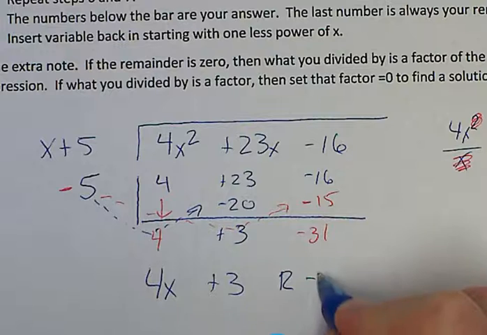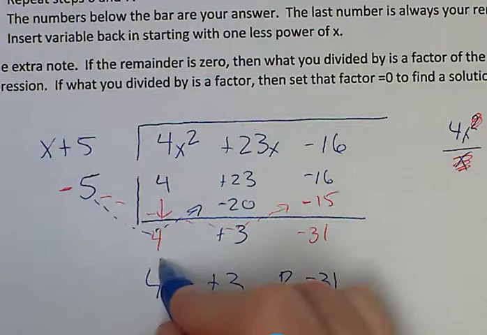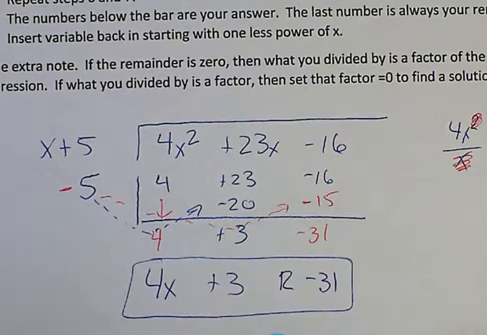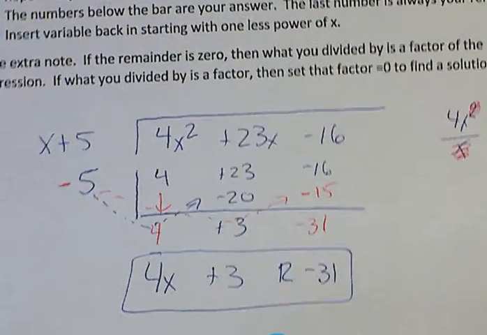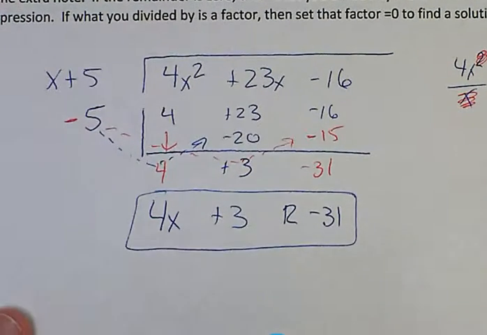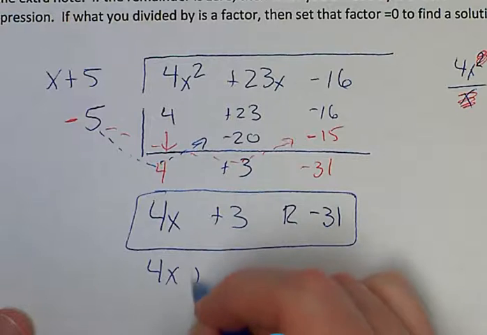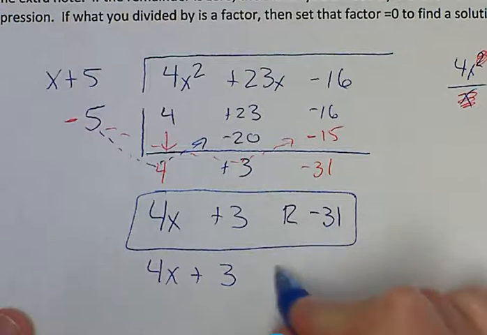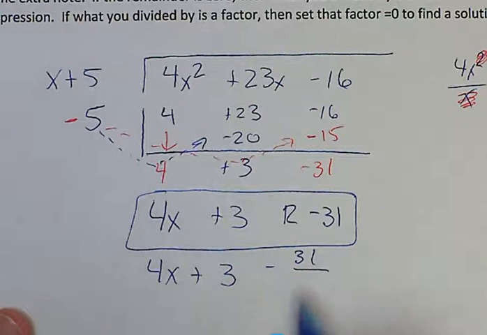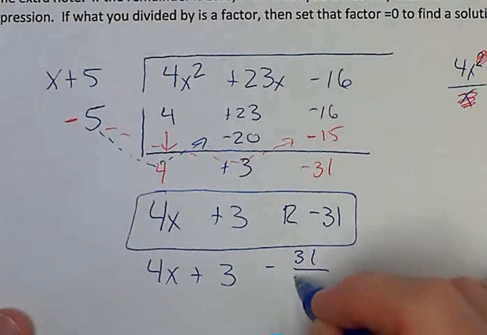And there's either going to be one of two things. They're either going to give you a box where you just put the remainder in the box to get the answer, or you're going to do the 4x plus 3, and whatever the remainder is, it's minus 31. That's going to be over whatever we divided by, so x plus 5.